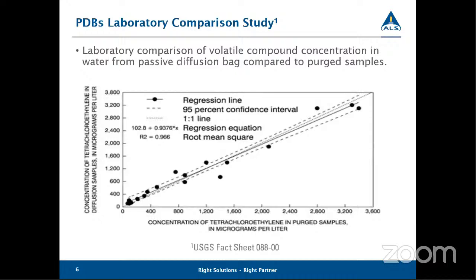We're looking at a comparability study here that was done. On the bottom there, you see concentration of tetrachloroethylene in purge samples. And then on the vertical axis, we have concentration when sampled by a passive diffusion bag. So you can see that there's a very good correlation here. The data being produced by passive diffusion bags is comparable to your typical purged sample.